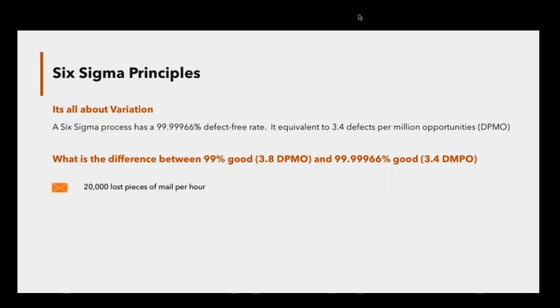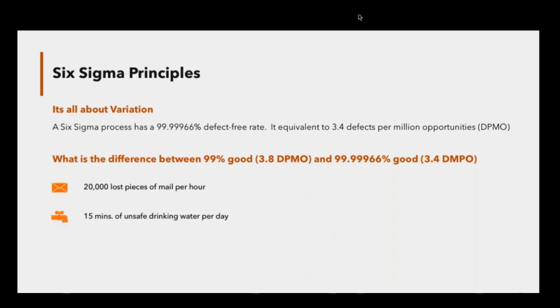To be 99% good with the Postal Service, that would equal 20,000 lost pieces of mail per hour. Now that's okay if we're dealing with junk mail or magazines that we don't care about or advertisements. But what happens if it's a check or a card or something important that you particularly need? 20,000 lost pieces of mail per hour is a huge amount of defects.